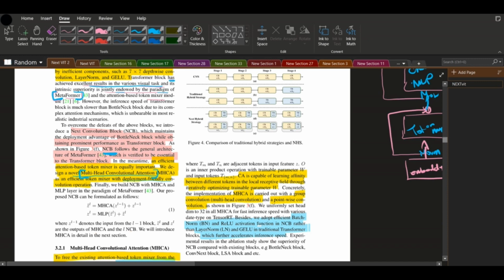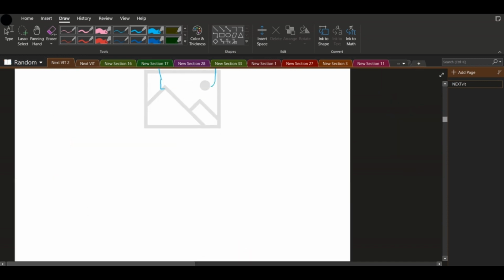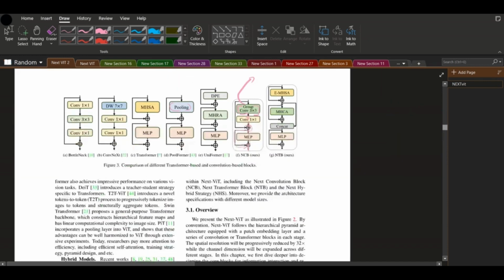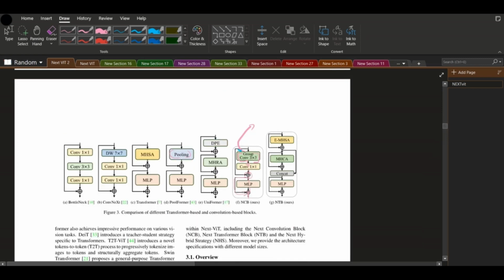multi-head convolutional attention? Because this is a token mixer, and if we go back to the architecture, they built this using the group convolution. So in a way, it's a way of doing convolution, and you can look at multiple input features at the same time.